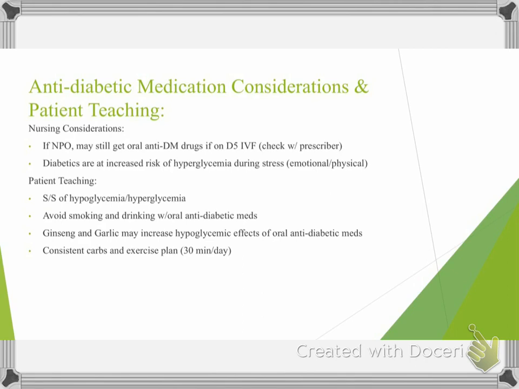Consistent carbs and exercise plan. They should exercise 30 minutes every day. This will help prevent fluctuations in glucose. And they need to check their glucose before and after they exercise.